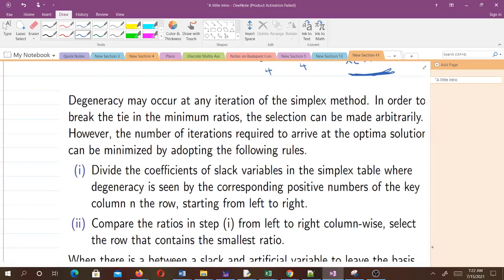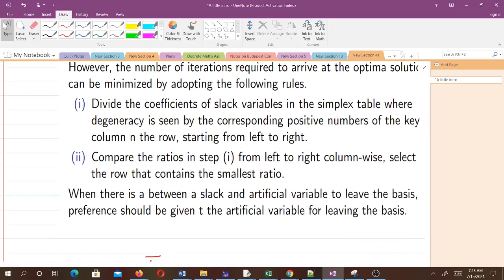Degeneracy may occur at any iteration of the simplex method, and in order to break the tie in the minimum ratios, the selection can be made arbitrarily. However, the number of iterations required to arrive at the optimal solution can be minimized by adopting the following rules.